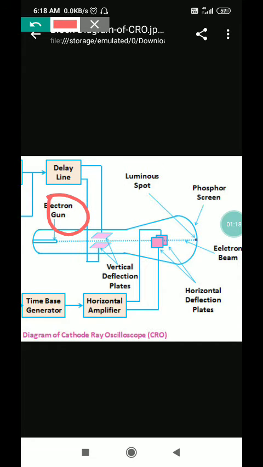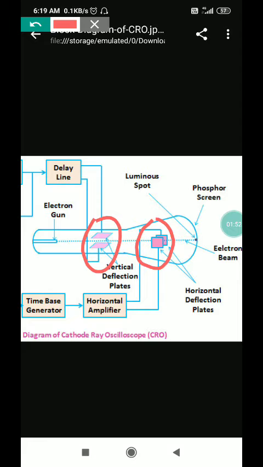This beam is directed towards the screen with the help of two different types of plates. These plates are called as deflection plates. One is a vertical deflection plate and the other is horizontal deflection plate. Vertical deflection plate can deflect electron beam vertically. Horizontal deflection plate can deflect electron beam horizontally.